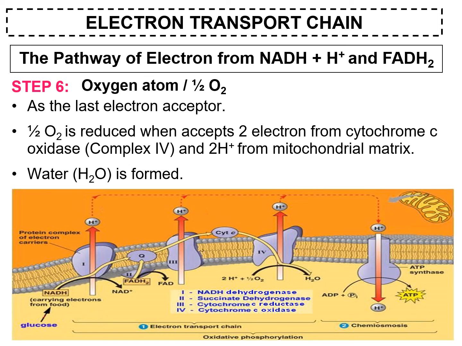So oxygen is reduced when it accepts the electron from the cytochrome C oxidase and hydrogen ion from mitochondrial matrix. So because of the binding of these two, the acceptance of these protons and electrons, water will be formed. That's why in cellular respiration there is production of water.